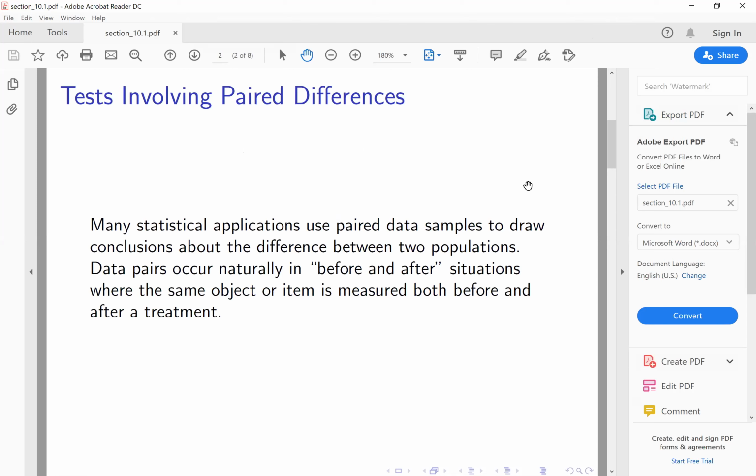Many statistical applications involve asking about what happened before and after, and how do I make some kind of conclusion about whether there was a meaningful change. So this typically occurs when you have data pairs that naturally occur in before and after situations. So there's some object you measure before and after a treatment. The key is that it is the same object or person before and after that you're measuring.